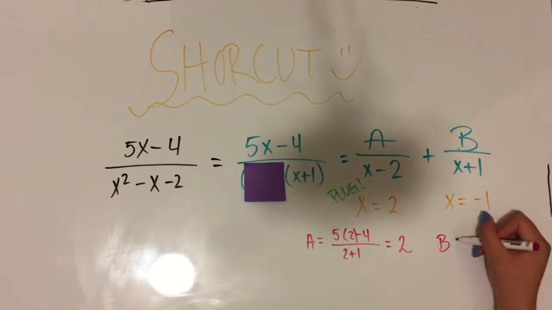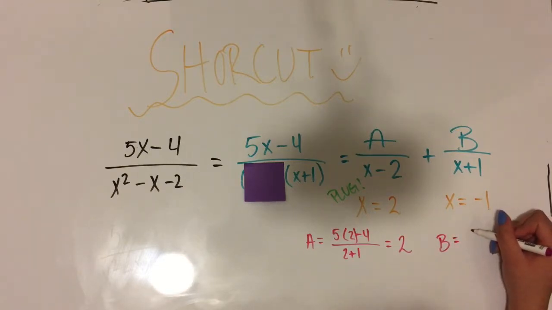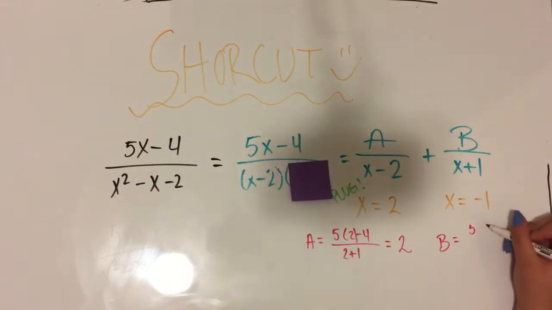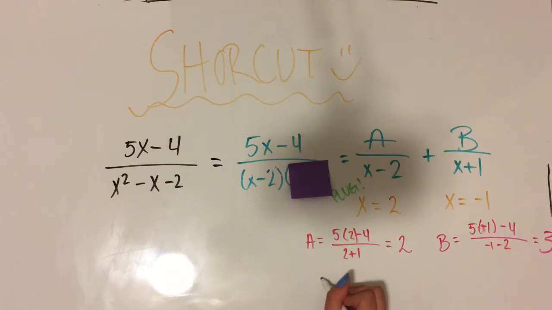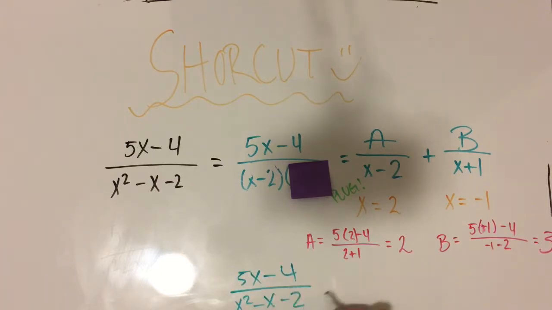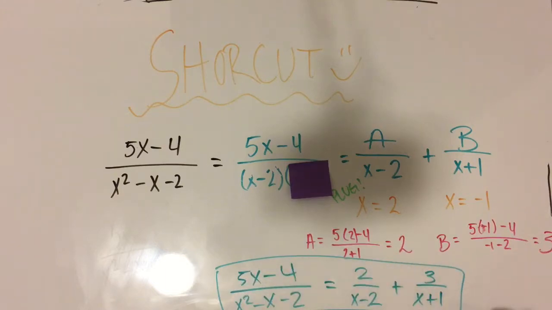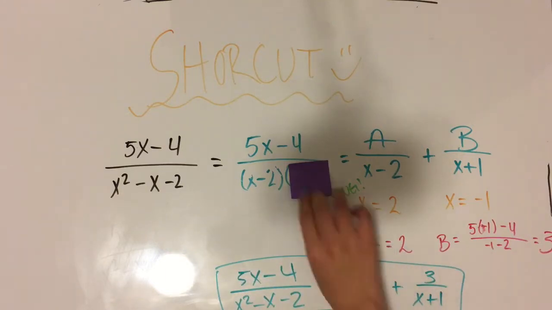And as you can see, we'll get the same answer as the previous method we did, and do the same thing, but this time for B, all you have to do is cover up x plus 1 because that will equal 0. Plug in -1, and there you have it, 3. So the final answer will be 5x minus 4 over x squared minus x minus 2 equals 2 over x minus 2 plus 3 over x plus 1.